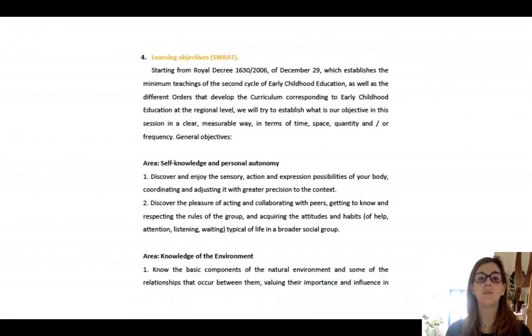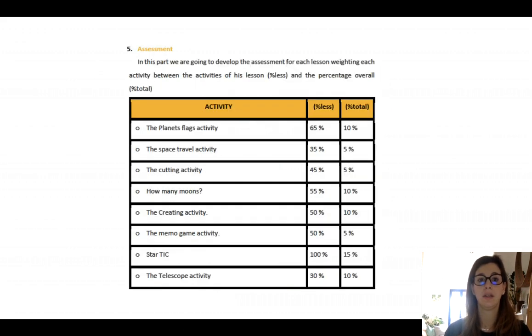And they have as well their objectives. And they've decided to divide up their objectives into different areas, right? As we can see here, they've divided it into self-knowledge and personal autonomy, and then knowledge of the environment. And they've got other areas that they've divided up to. That's not a mandatory thing. That's up to you how you want to do it.